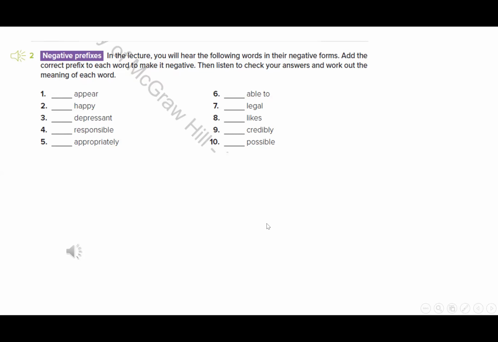Negative prefixes. 1. Disappear. 2. Unhappy. 3. Antidepressant. 4. Irresponsible. 5. Inappropriately. 6. Unable to. 7. Illegal. 8. Dislikes. 9. Incredibly. 10. Impossible.